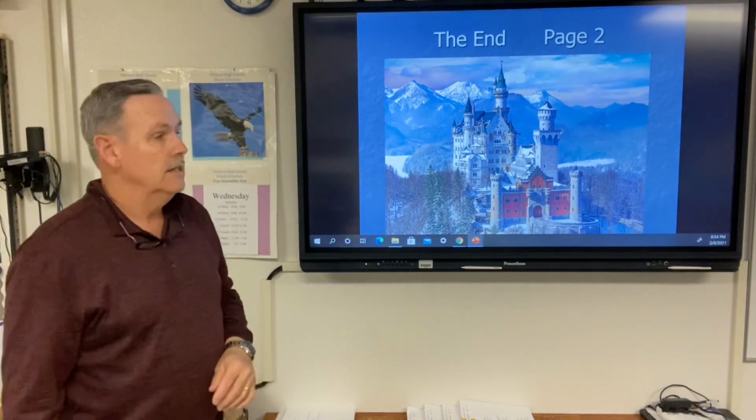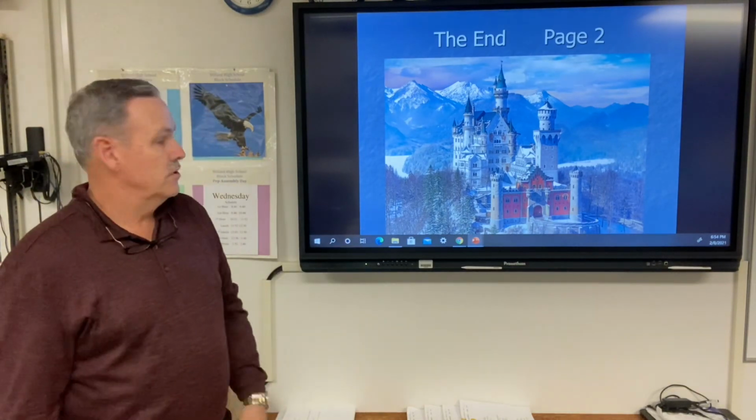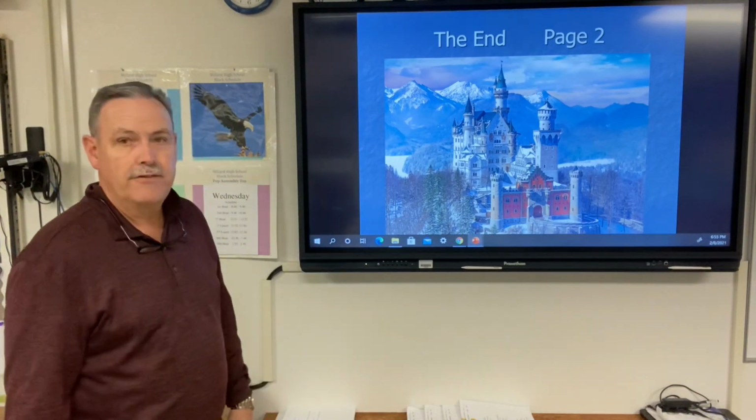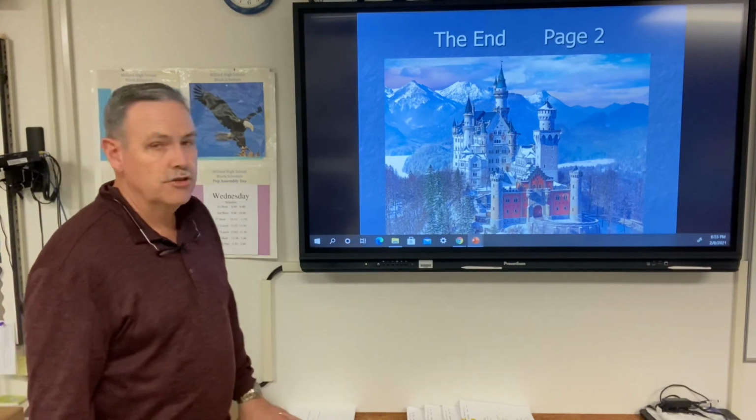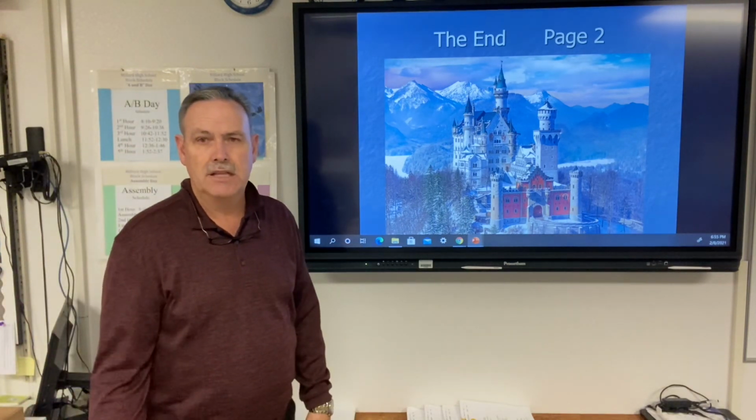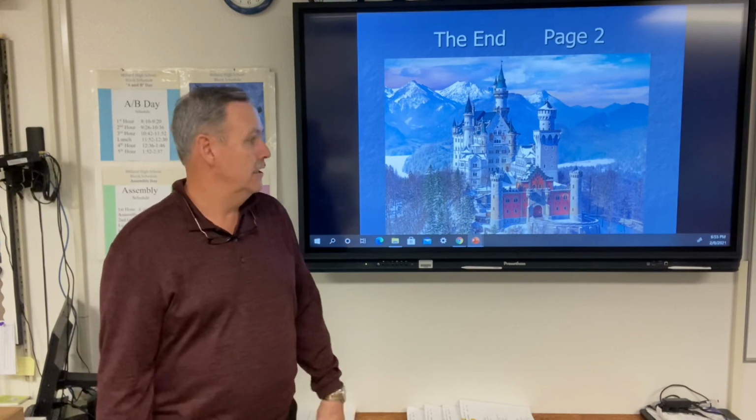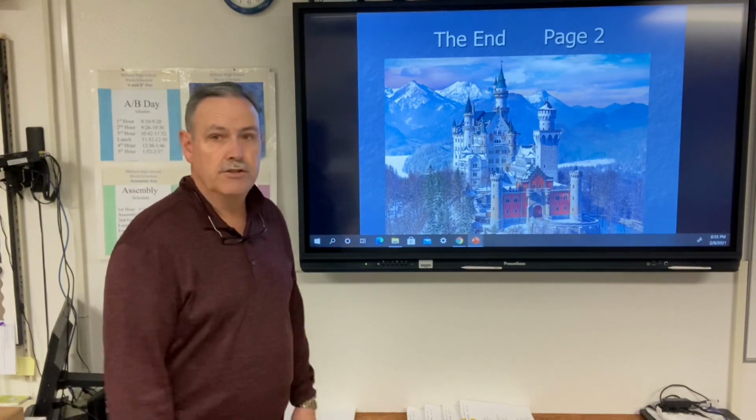And that is our 2nd page of notes. This is one of my favorite castles. Not sure if I'm going to say this correctly, but something like Neuschwanstein Castle in Germany. So there's page 2. Thank you.